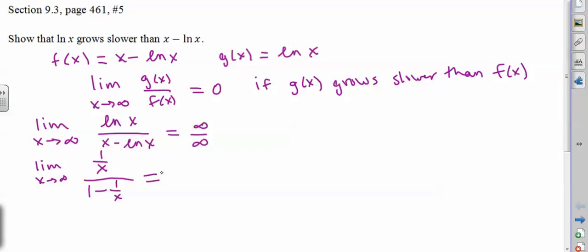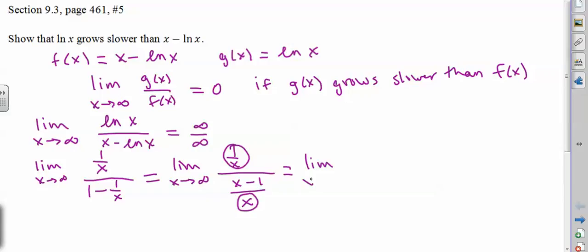And now I can substitute in for my limit again, but this is looking kind of nasty, so maybe what I need to do is a little bit of algebra here. So I'm going to take the limit again as x goes to infinity, and I think what I'm going to do is find a common denominator in the denominator, and that common denominator is going to be x. So I'm going to have x minus 1. And then this is pretty cool because I can actually take this one over x and this one over x, and they're going to cancel. So I'm going to have the limit as x goes to infinity, and what I'm really going to have is 1 over x minus 1.